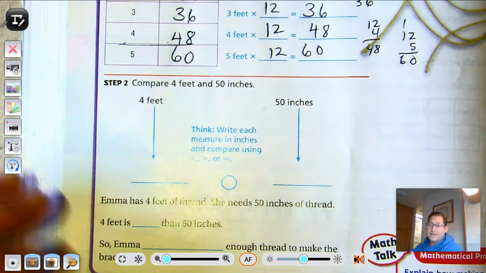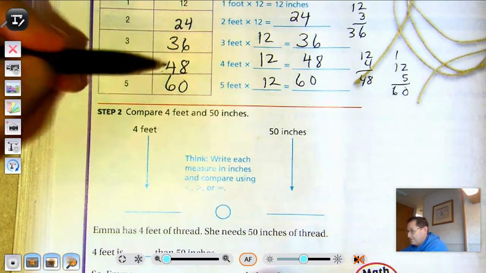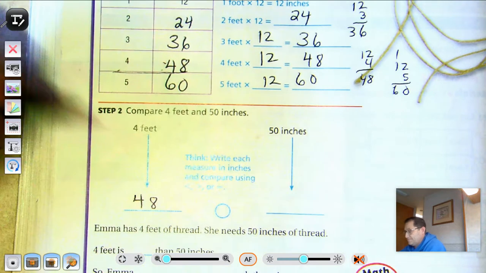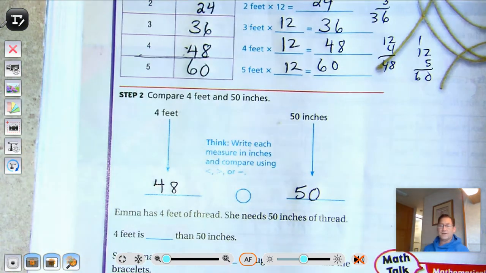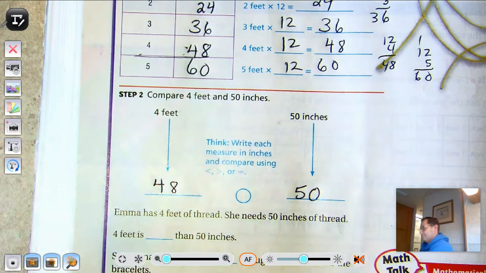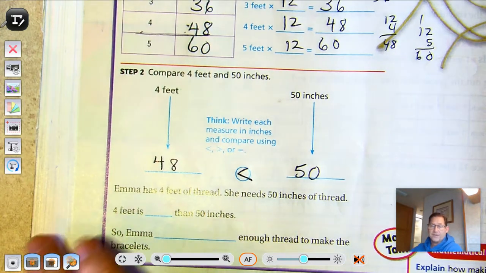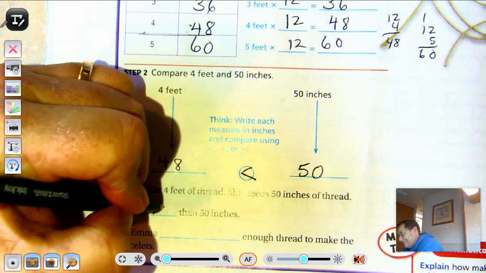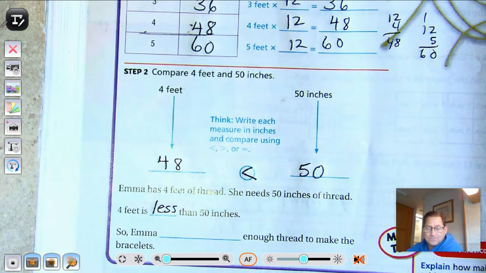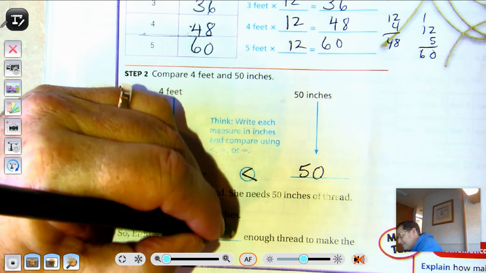So compare 4 feet and 50 inches. What was 4 feet? 4 feet was 48 inches. 4 times 12. So which one's bigger? 50 or 48? 50 is. So Emma has 4 feet of thread, and since she needs 50 inches of thread, 4 feet is less than 50 inches. So she doesn't have enough. Does not have enough.